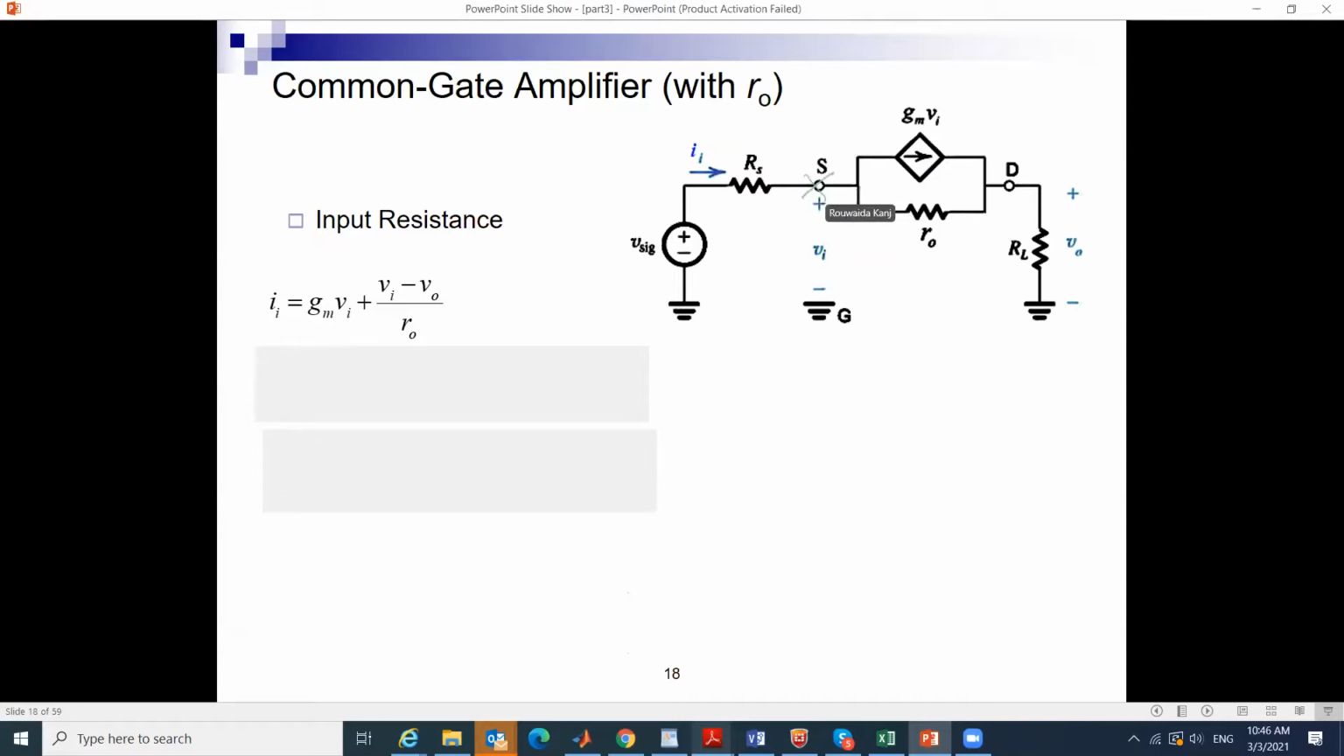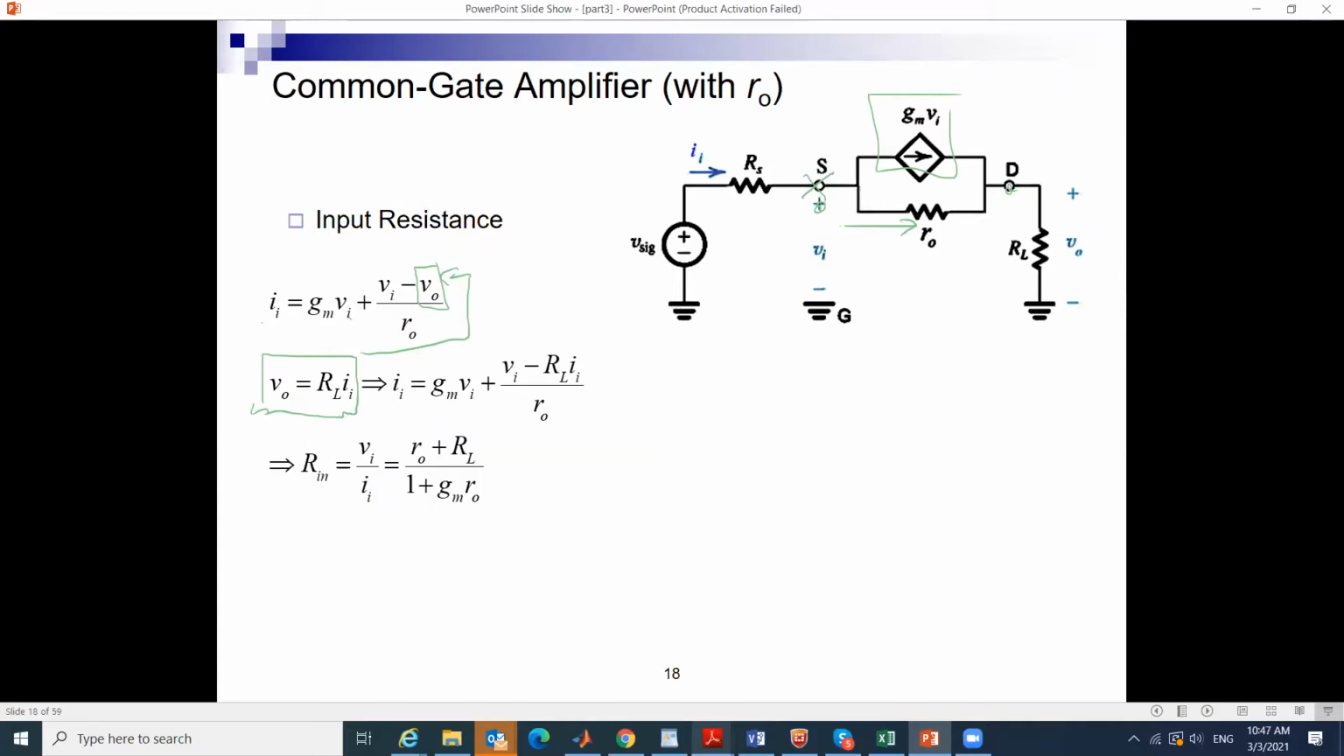IN is equal to GM VN plus (VN minus VO) over RO. These are the two currents through RO. I know what VN is, and what VO is as a function of IN. So I can take this expression and plug it in here, and therefore I will have an equation that relates IN to VN, and I can find the complex resistance, which gives the equation we just derived.